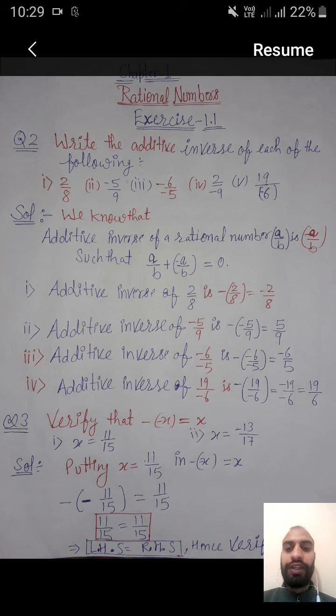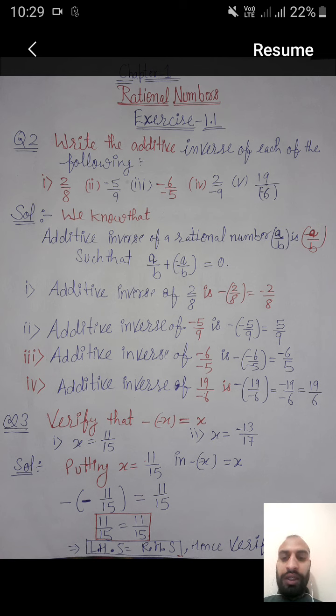Next one is additive inverse of minus 6 upon minus 5. Once again we put one minus sign outside and inside the same number, minus 6 upon minus 5. The minus in the denominator cancels with the minus in the numerator, leaving the minus sign outside the bracket with the 6, so minus 6 upon 5. Then additive inverse of 19 upon minus 6: the minus sign outside multiplies inside, so it becomes minus 19 upon minus 6. The minus cancels with minus, so it becomes 19 upon 6.